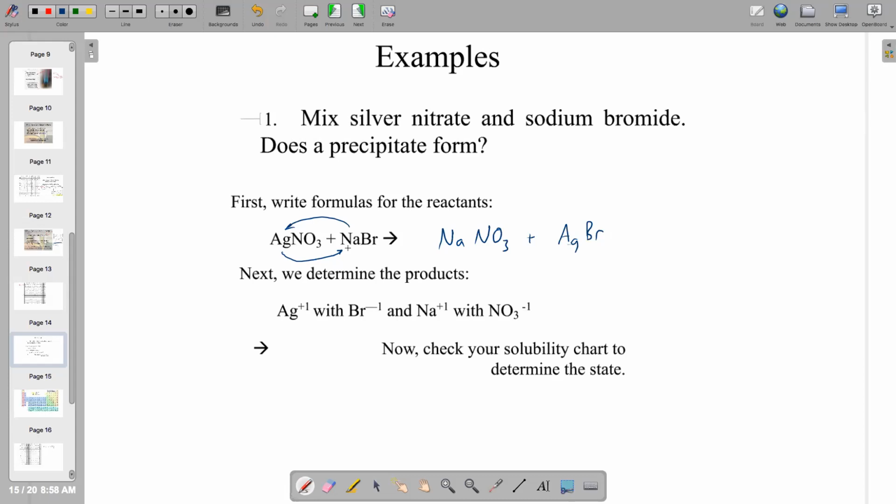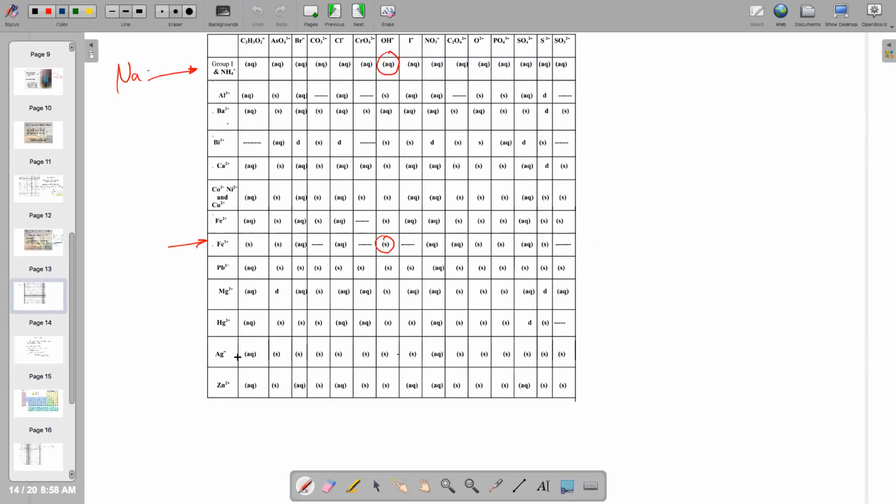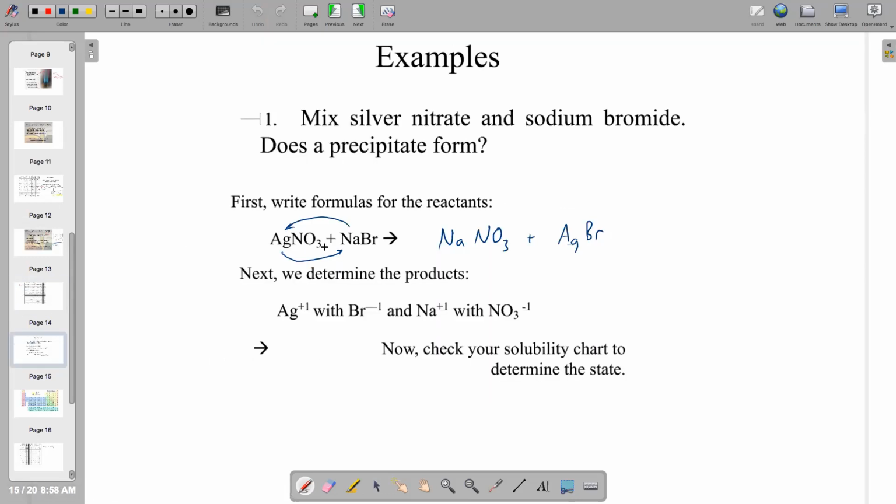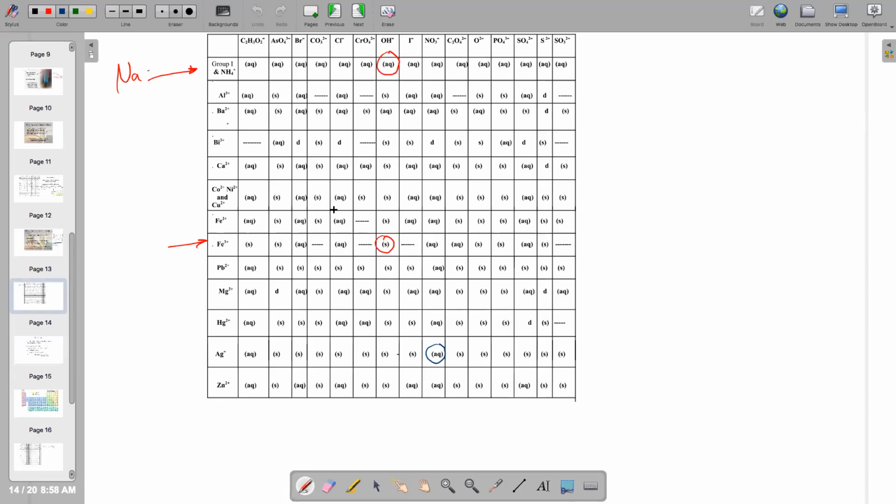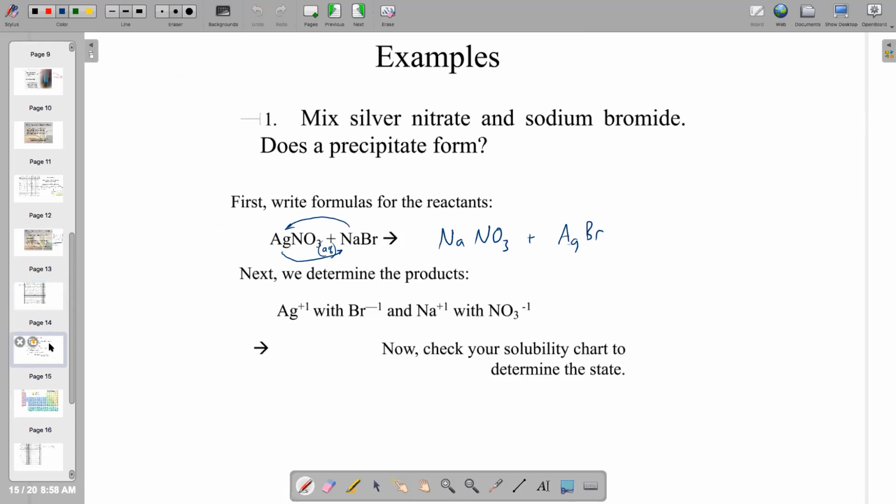So these two things, we can look to see, were they solids or were they aqueous to start with? The silver nitrate, on the ion chart, silver is here and nitrate is here. So silver nitrate, that says aqueous. So you can put an AQ. The sodium bromide, sodium is in group 1. Sodium bromide is also aqueous. So sodium bromide is aqueous.